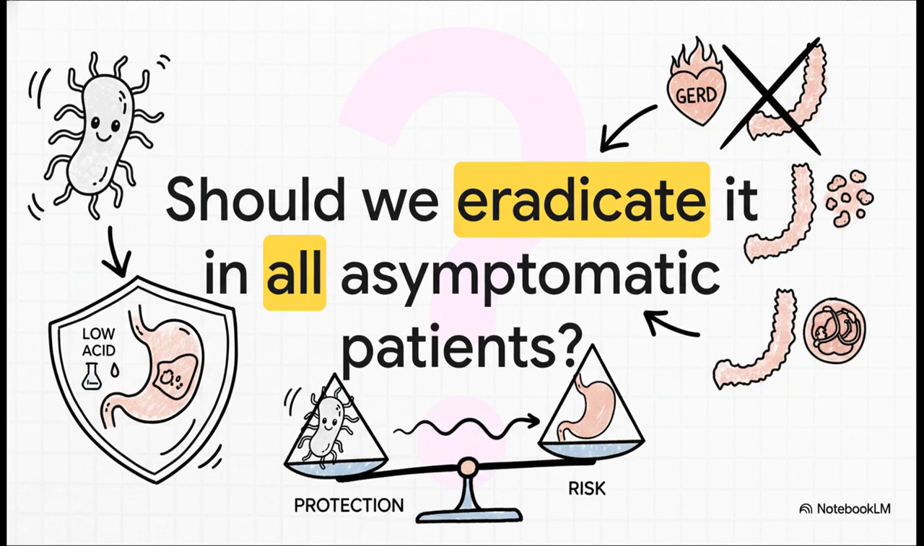Because it lowers stomach acid in some patterns, having H. pylori is actually incredibly protective against gastroesophageal reflux disease, Barrett's esophagus, and esophageal adenocarcinoma. By aggressively wiping it out in someone who has 0 symptoms, we might actually unmask or completely worsen their GERD. It's wild, right? It completely challenges that eradicate all mindset and just proves that in medicine, things are rarely ever purely black and white.